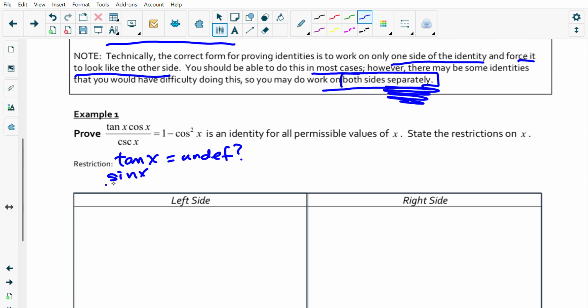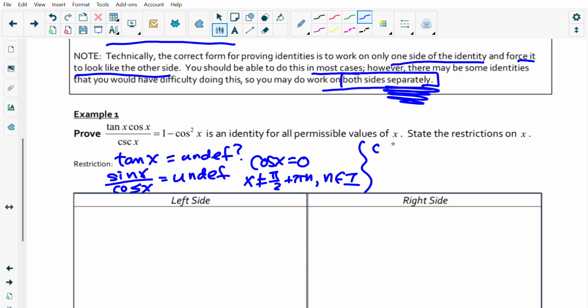That's sine of x divided by cosine of x. Where is it undefined? Well, where cosine of x equals 0, and those values, we saw this from before, x cannot equal pi over 2 plus pi n, where n is an element of all integers.